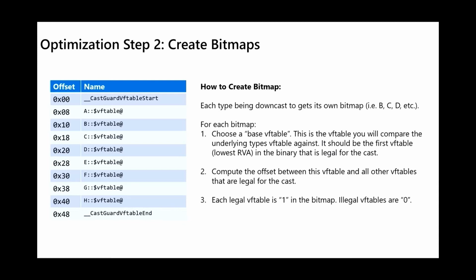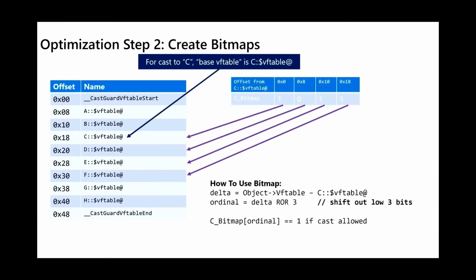But any other vtables, so E and F, you compute the offsets. And then you end up constructing a bitmap. And here's what the bitmap ends up looking like for the C vtable. Every index in that bitmap, in this case, represents an 8-byte offset from the base. And you put a 1 in there if that particular offset is legal to cast, and you put a 0 if that particular offset is illegal to cast.